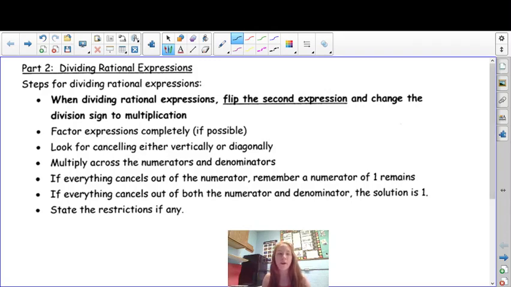Okay guys, today we're going to go ahead and talk about dividing rational expressions. It's pretty much the same as our multiplying. The only difference is I'm going to actually flip the second fraction and change that division into multiplication. So as long as that's the first thing I do, boom, it's just yesterday's idea.